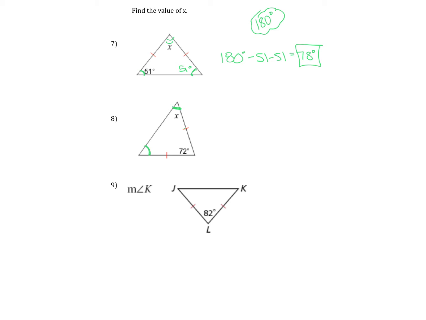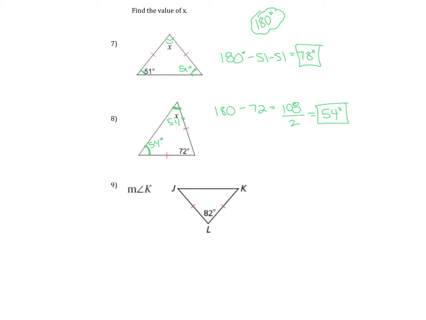So I want to figure out x. So let's take away the 72 degrees and find out how many degrees are left in my triangle. So there's 108 degrees for my two green base angles. So I'm going to divide that by 2, and there's 54 degrees then left for these two angles. So this x would be 54 degrees.